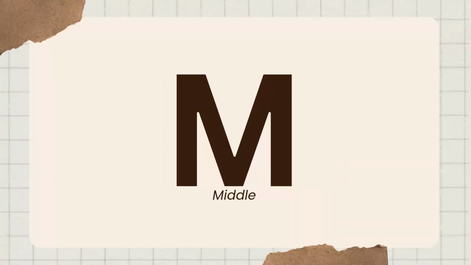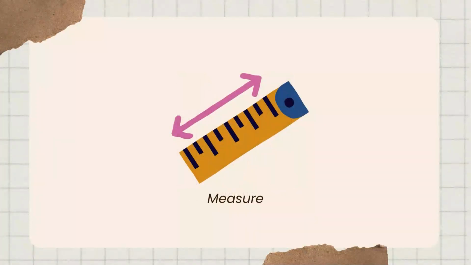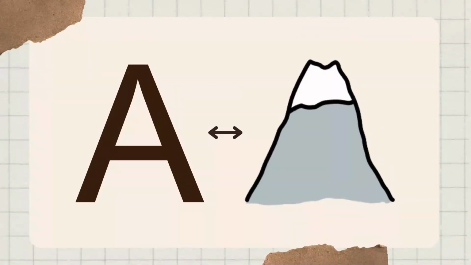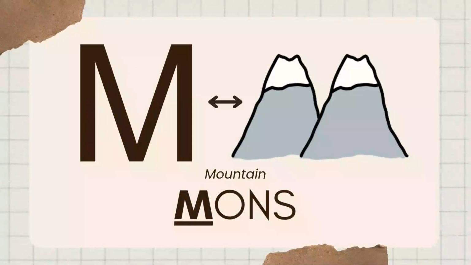We can also see in it the idea of measurement, which involves repeating a fixed distance multiple times, just like one might do with a compass. Incidentally, the Latin word for measurement is mensura. Finally, if A evokes the peak of a mountain, then M could reasonably be seen as representing a mountain range, mons in Latin. The letter M would thus be 2 mountains side by side.